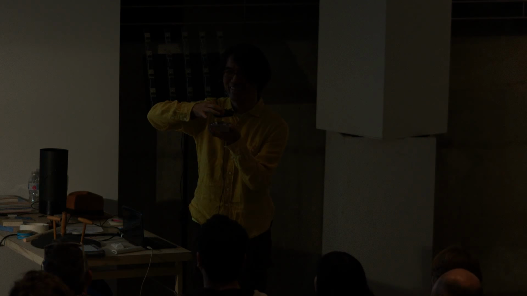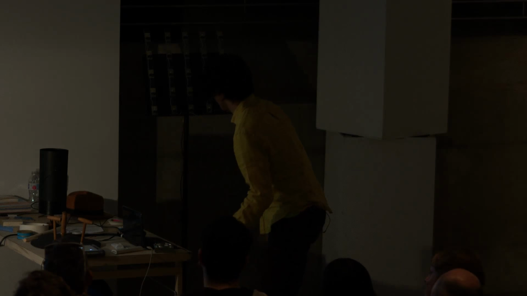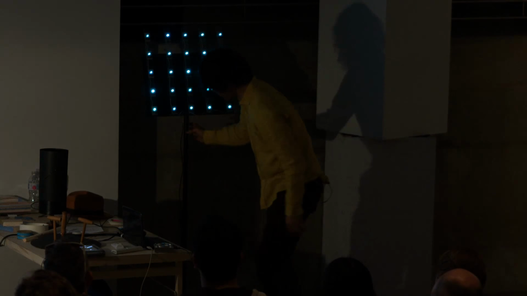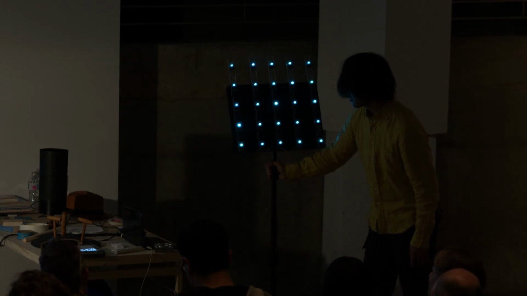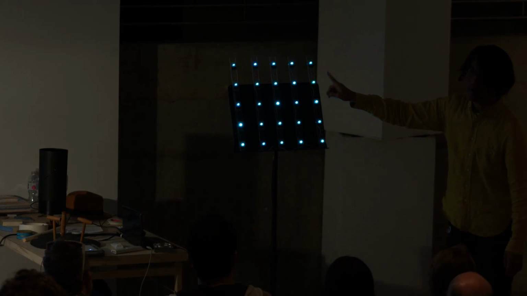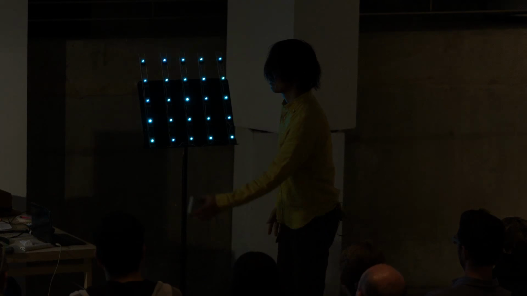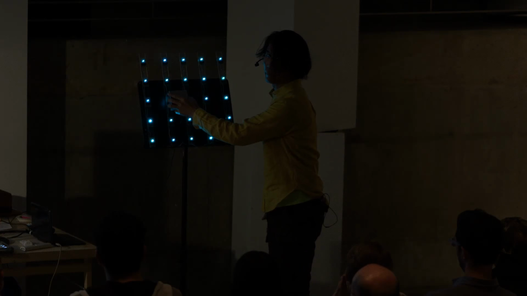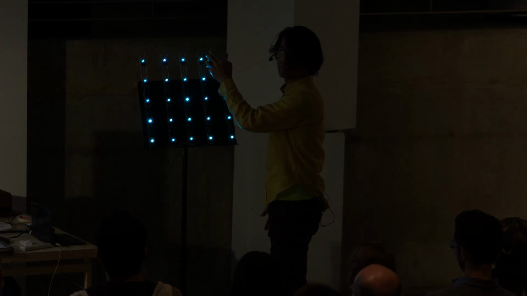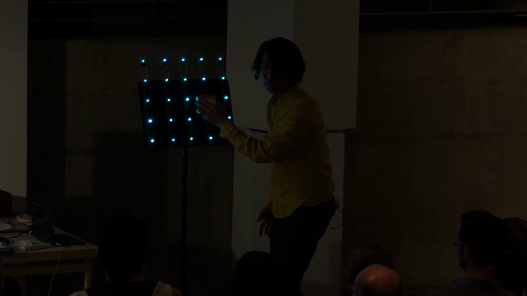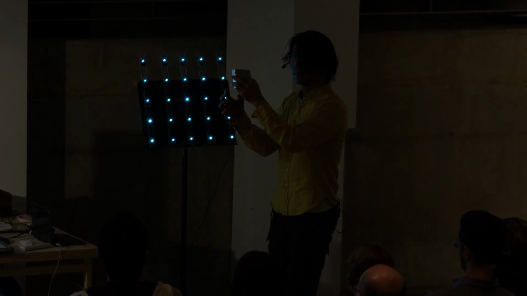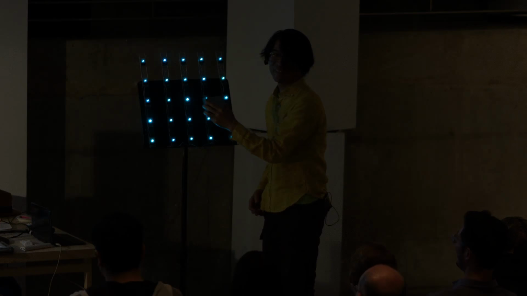Okay, and I would like to introduce a special musical instrument which I have created. Now you see everything the same, but actually each LED light blinks at a different speed. And if you make a distance, and all of the lights point to the one lens, you make a harmony. You can sing if you want. And you can use your fingers.